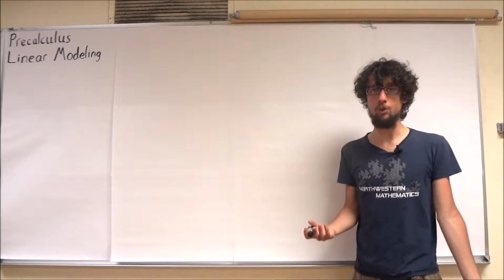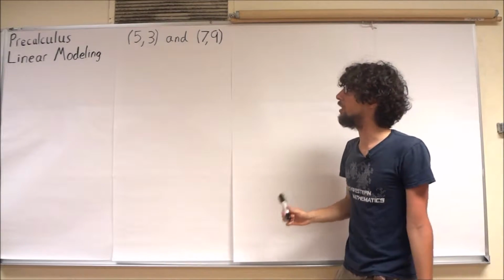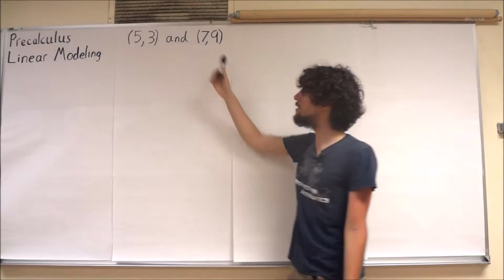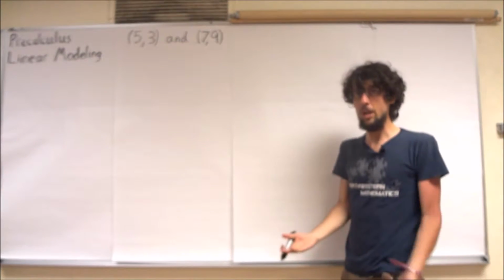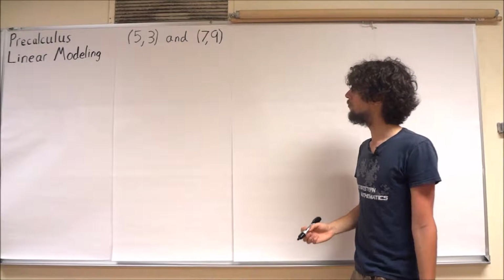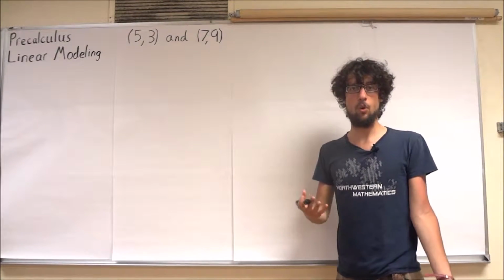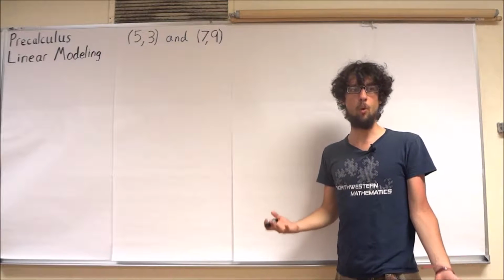Let's suppose we have 2 points. I've chosen these points arbitrarily. We have (5, 3) and (7, 9). And we want to write an equation for a line that will go through these 2 points. So the first technique that I'm going to show is what Collingwood calls the 2-point formula.